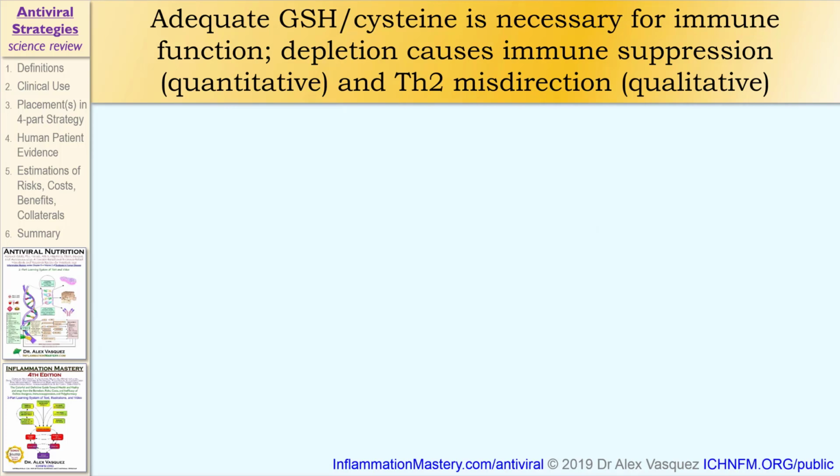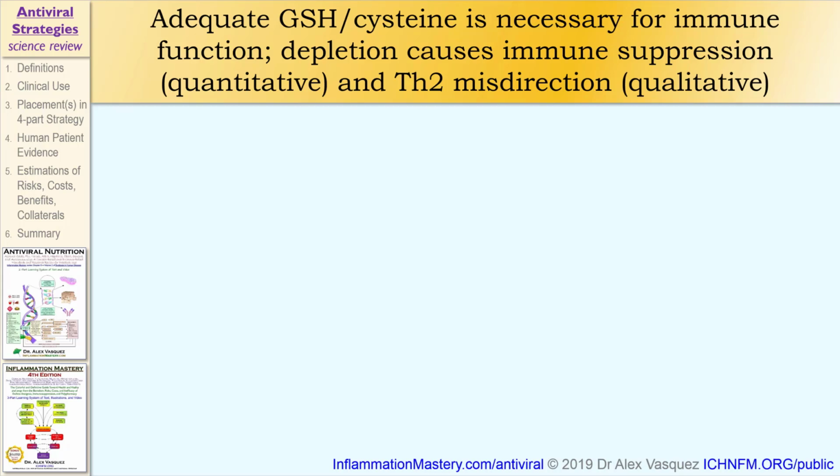Adequate glutathione and cysteine is necessary for immune function. I'm going to say that again. Adequate glutathione and cysteine is necessary for immune function. So I want you to think of cysteine not simply as a structural building block for the tripeptide antioxidant glutathione. I want you to think of cysteine as being basically a fuel for the immune system.